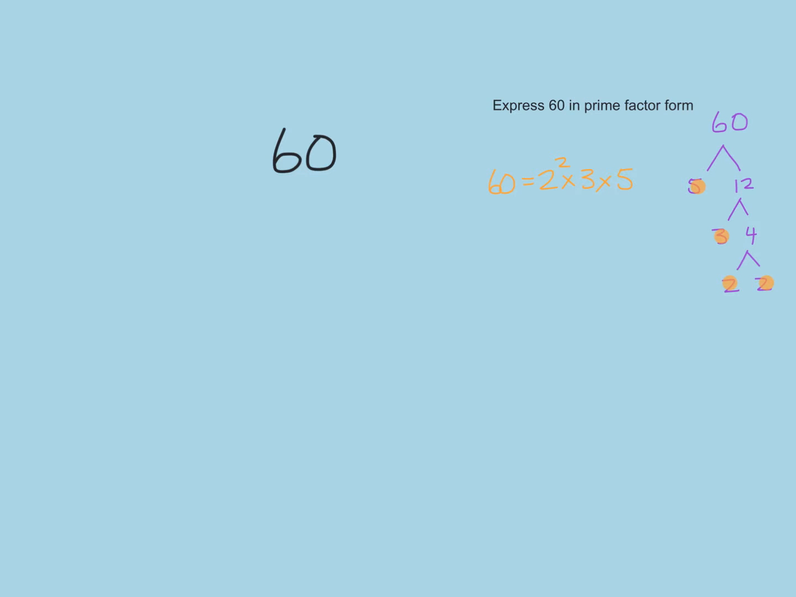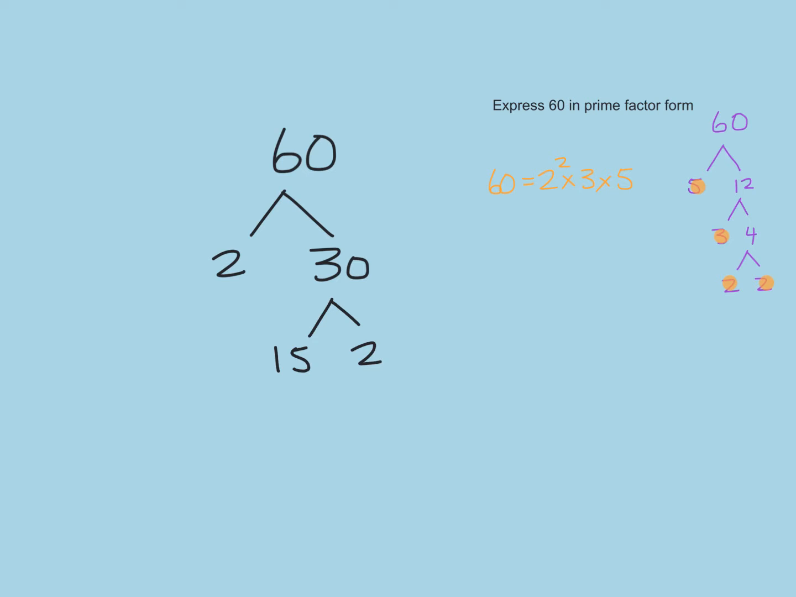Now here you're saying, but Mr. Eaton, you've only used 5 by 12. What happens if I want to use 2 by 30? Well, let's go. 2 by 30. Is 2 a prime number? Yes it is, so we don't need to do anything more with that. But is 30 a prime number? No, it's not. What two numbers multiplied together give me 30? Well, I'm going to go with 15 multiplied by 2.